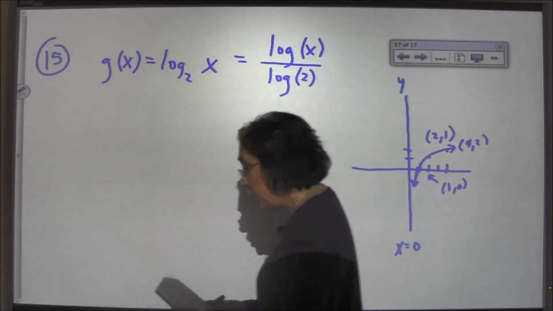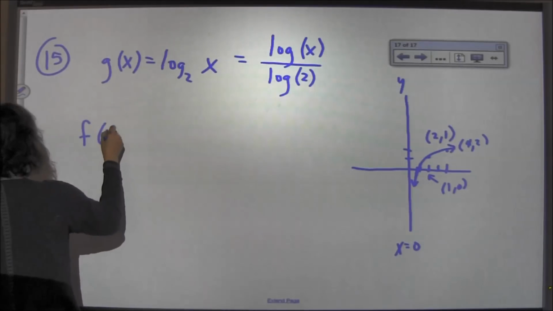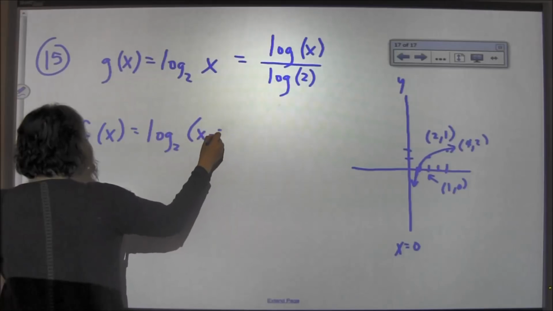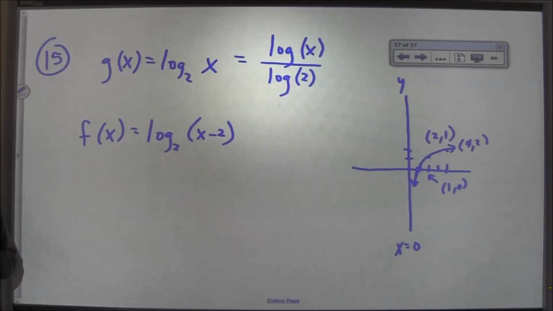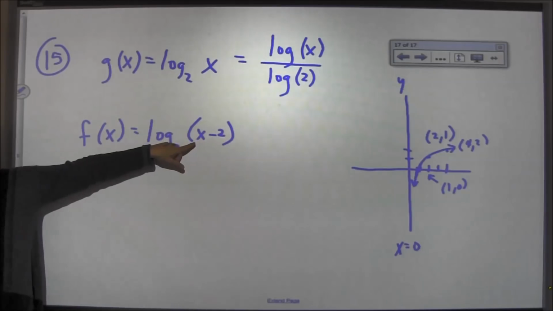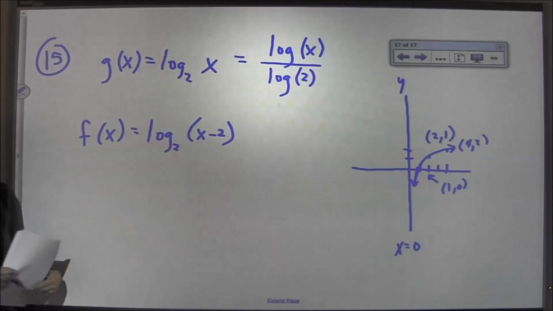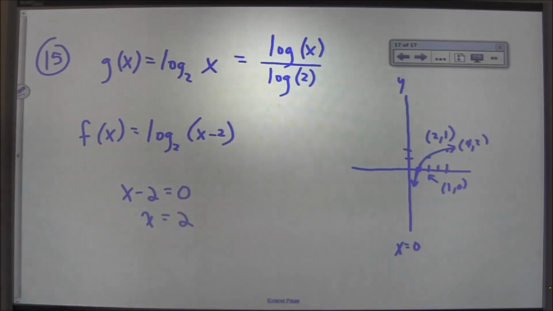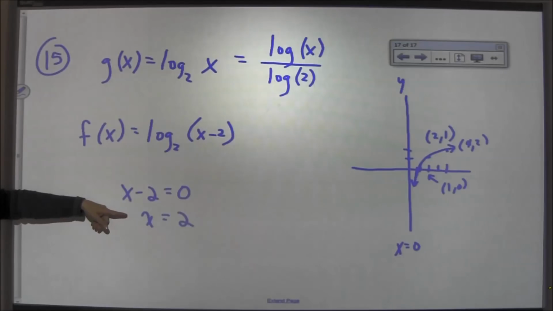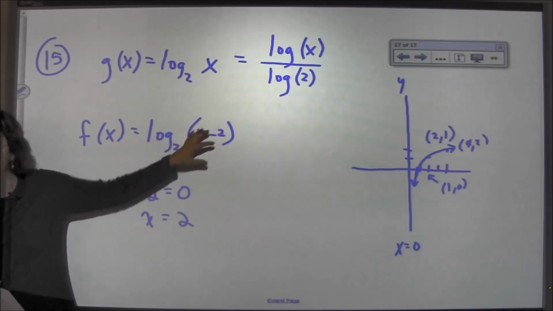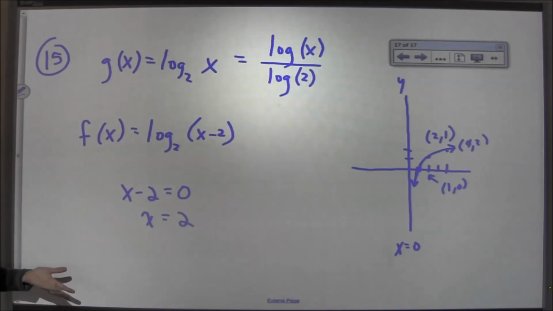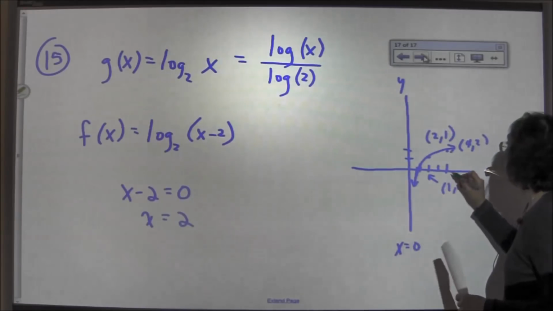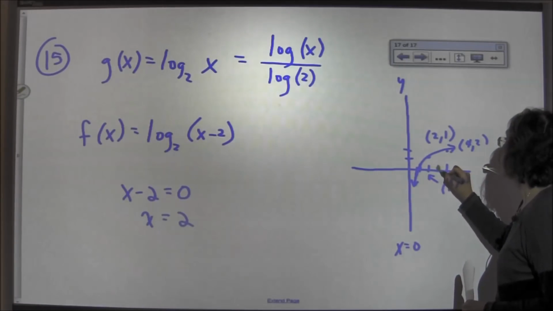The other one is a shift of the base 2 logarithm. Which way is it shifted? X minus 2 shifts, yeah, right, goes to the right. There's my trick. And that's going to be your asymptote too. If you take that argument, set it equal to 0, solve it. That's your asymptote. Okay, so that one crosses at 3.